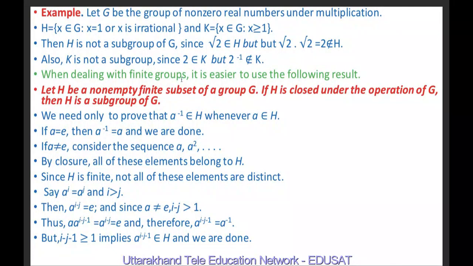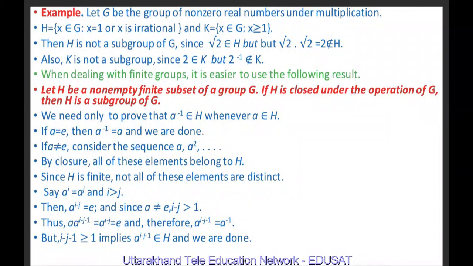So when dealing with finite groups, it is easier to use the following result also. We have done 2 results earlier and now this is the third one. Let H be a non-empty finite subset of a group G. If H is closed under the operation of G, then H is a subgroup of G. So here we need only to prove that A inverse belongs to H whenever A belongs to H, because it is given that H is closed under the operation of G.